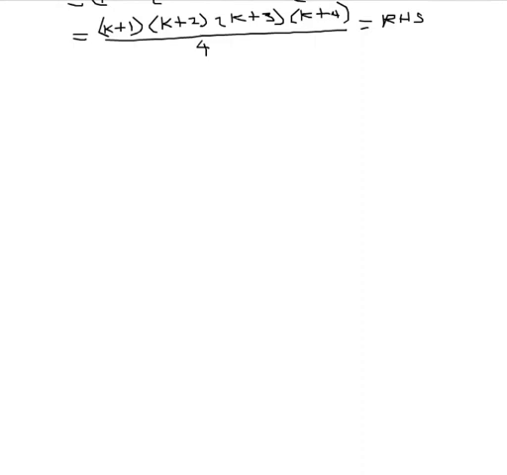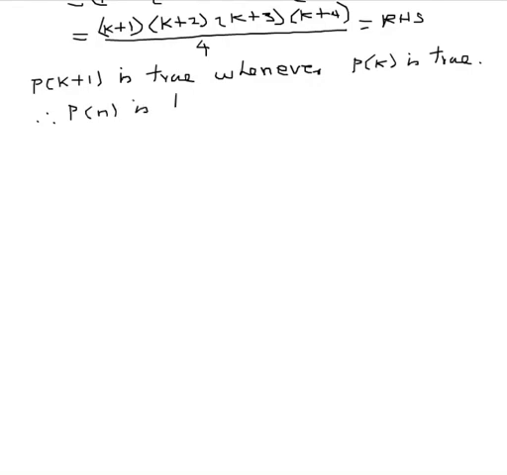We will write the conclusion step. Therefore, p of k plus 1 is true whenever p of k is true. Therefore, the given statement p of n is true for all natural numbers. That's it.